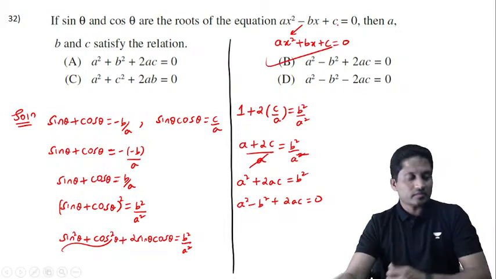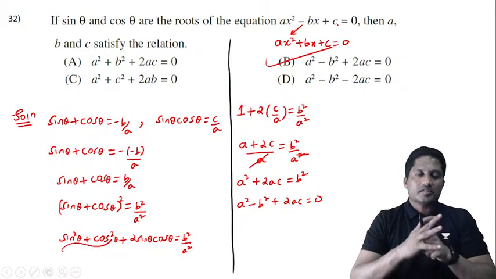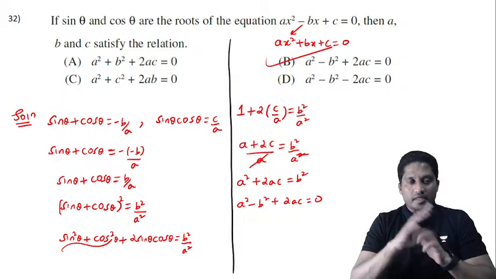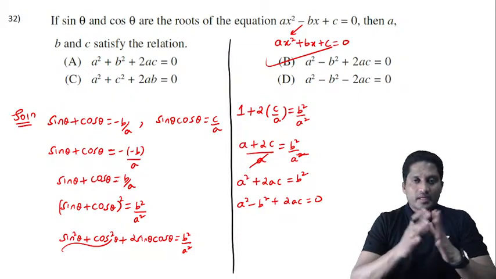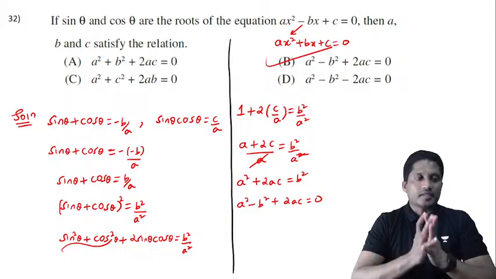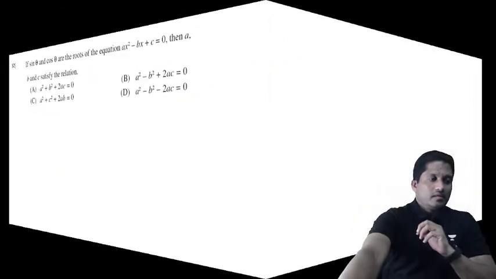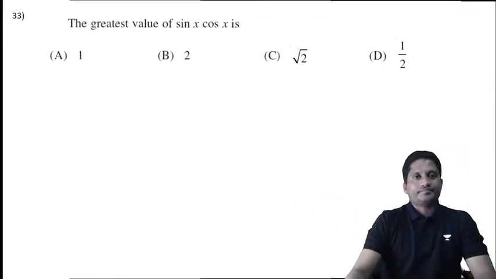Answer is option B. You understand, guys? You should just use sum of the roots as minus b by a, product of the roots is equal to c by a, square, simplify and get a quadratic equation. That's it. Answer is option B. Okay, let's move to the next question.